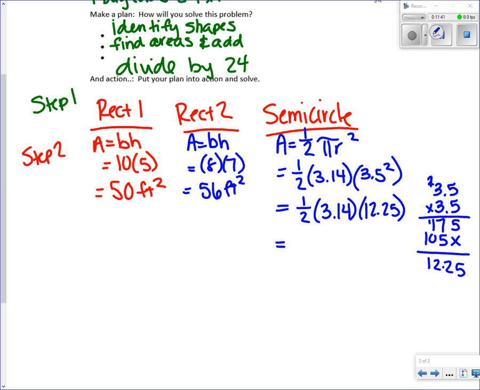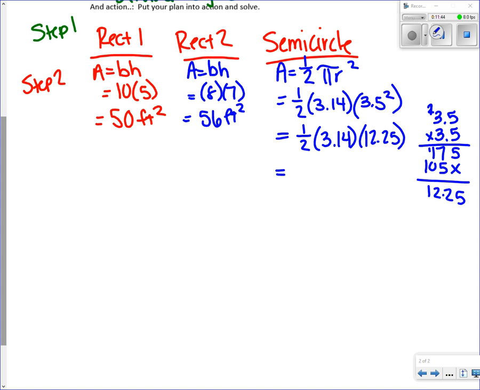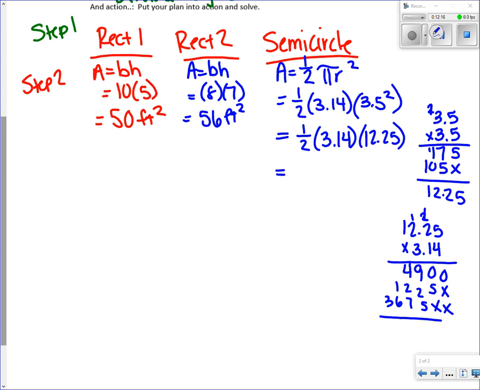Okay, so that's the way that I'm going to do it. I'm going to multiply my 12.25 and my 3.14 first. So 5 times 4 is 20, 8, 9, 10, 8, 9, and 4, placeholder. 1 times anything is just those numbers. 2 placeholders now, because now I'm at my third number. 3 times 5 is 15, carry the 1, 6 plus 1 is 7, 6, and 3.